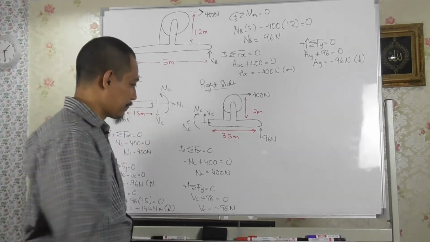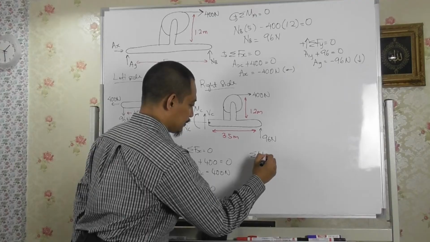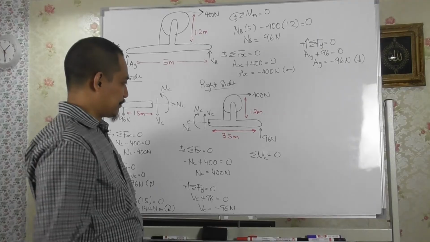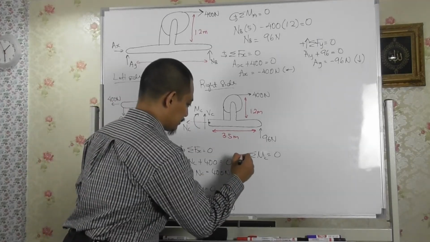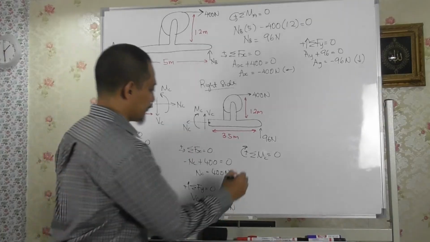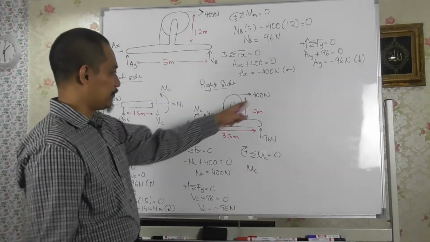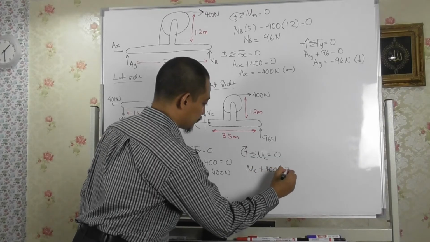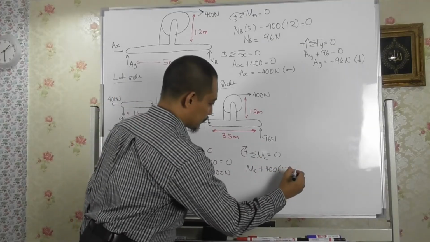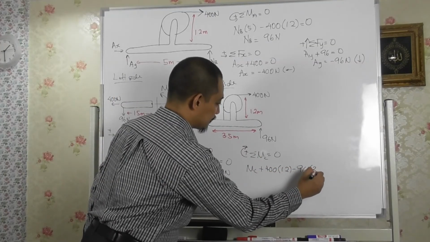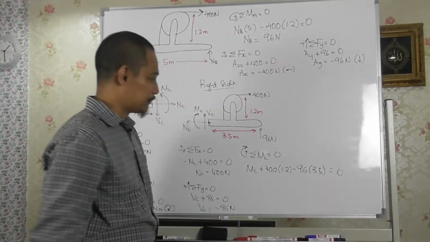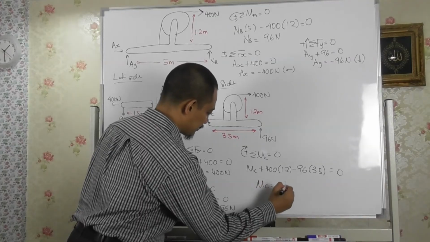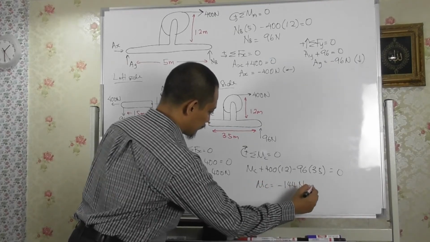Based on the convention. And if you use summation of moment equal to 0, moment about point C equal to 0, let me use clockwise as positive to match this one. So I take clockwise as positive, so I have MC, then we have this 400 still positive clockwise, so positive 400 times 1.2, and then this one counterclockwise, so negative 96 times 3.5 equal to 0. You can try, and the answer should be minus 144 Newton meter, which is the opposite, right?